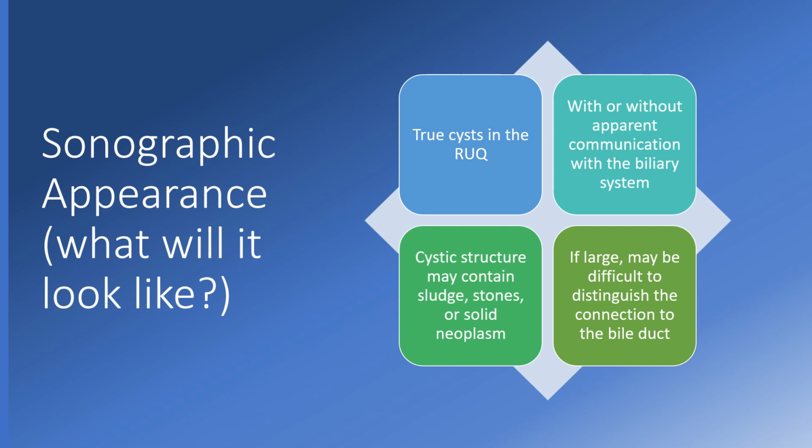Sonographically, you're going to see true cysts in the right upper quadrant. You may see a communication with the biliary system, or you may not be able to follow the cysts to the biliary system. The cyst can be large enough that you just might be like, is that a hepatic cyst or is it a choledochal cyst? I'm not entirely sure. It can have sludge, stones, or it can have solid neoplasm in it, which would then be ductal carcinoma. And as I said, if it's large, it can be hard to distinguish the connection to the bile duct.